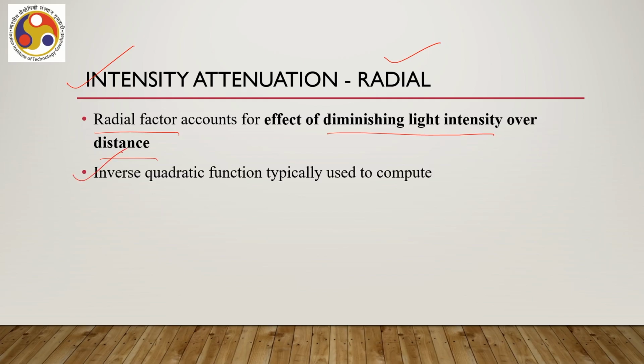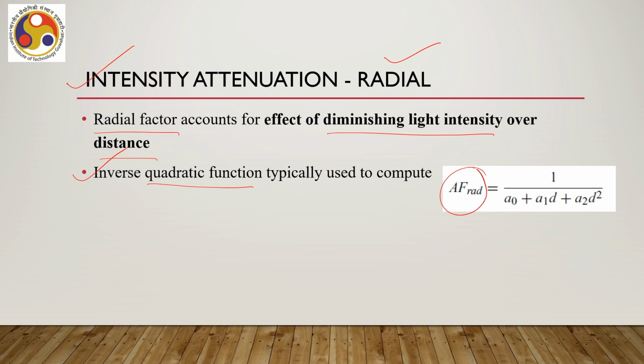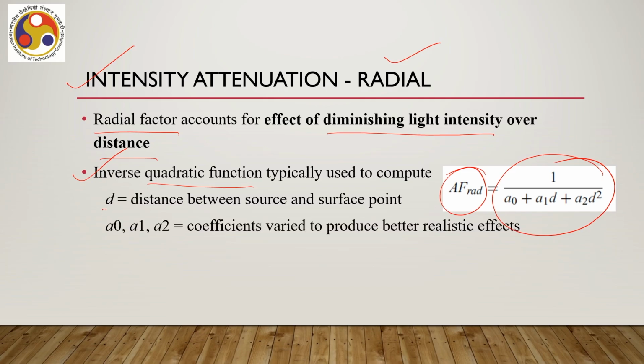The radial factor accounts for the effect of diminishing light intensity over distance. Typically, an inverse quadratic function is used to compute this factor, the attenuation factor for radial attenuation, as given by this expression, where d is the distance between the source and the surface point, and A0, A1, A2 are coefficients varied to produce a more realistic effect. So, we can control these values.